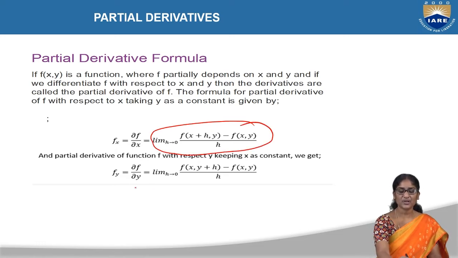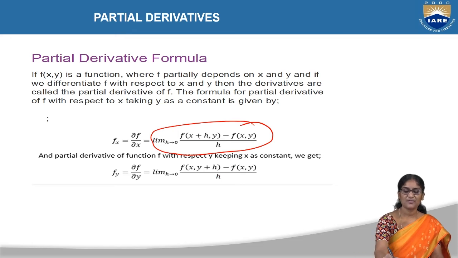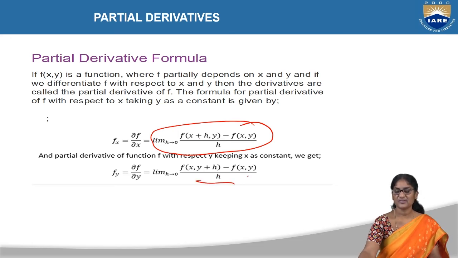Similarly, fy can also be given as the limit as h tends to 0, where h is the difference between the two points, because here we have two different points, x and x plus h. So the difference between x plus h and x is nothing but the h value. The rate of change between two different points is given by the difference between the two points. So the limit as h tends to 0 of [f(x, y + h) − f(x, y)] / h. This is the formula for fy using first principles.